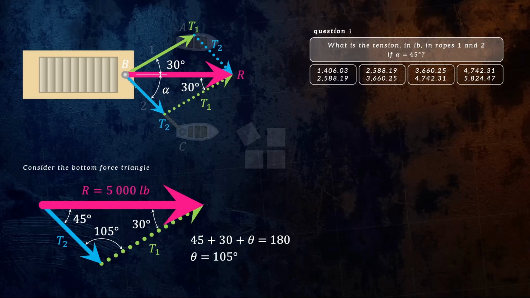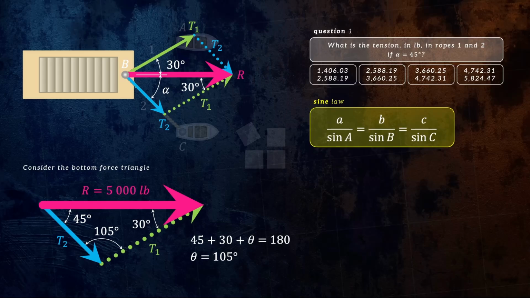At this point, we have an oblique triangle with values for one side and three angles. Therefore, we can use the sine law. Take note that the A, B, and C's at the numerators are the sides of the triangle, and the A, B, and C's at the denominators are the opposite angles.